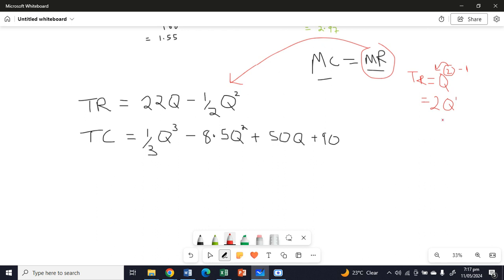Each time you make an extra unit, if you make 1 unit, you substitute the 1 for q here. The extra revenue you make is 2 units. If you make 2 units, the extra revenue is 4 kwacha. If you make 3 units, you just substitute the number of units for q, and it tells you the extra revenue you make for each unit that you produce. That's what we mean when we say marginal revenue is the rate of change of total revenue. And the rate of change is simply called the derivative.